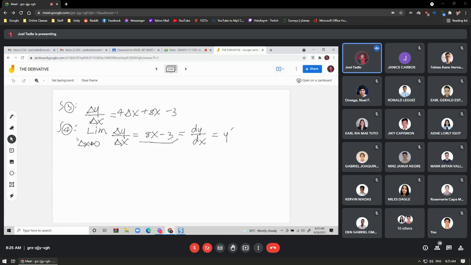Then last step, evaluate the limit of delta y over delta x as delta x approaches 0. So the expression with delta x becomes 0. So the final answer is 8x minus 3, which is equal to the limit of delta y over delta x as delta x approaches 0, or equal to the first derivative dy over dx, or equal to y prime.